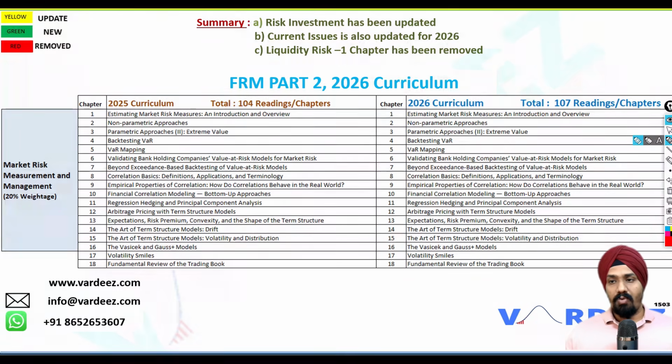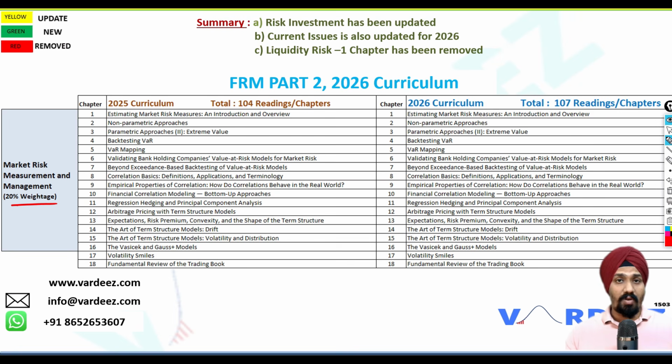Okay, starting with the number of chapters, let's look at it. 104 chapters for 2025, which has now been increased to 107 chapters for 2026. Yes, so almost 3 more chapters have been added for the 2026 curriculum. Starting with market risk, no changes, 20% weightage. All the 18 chapters remain the same for 2026.